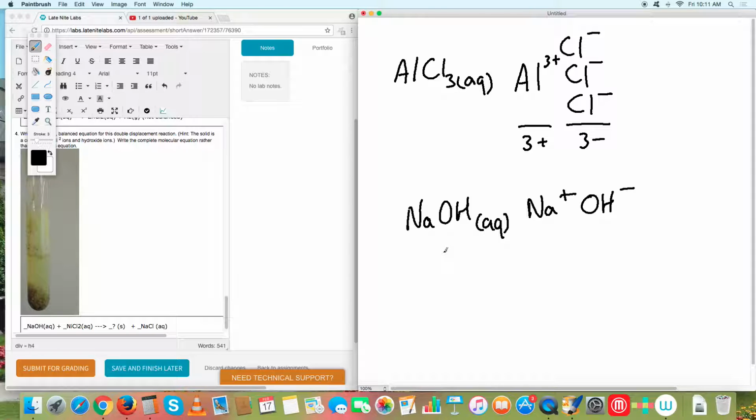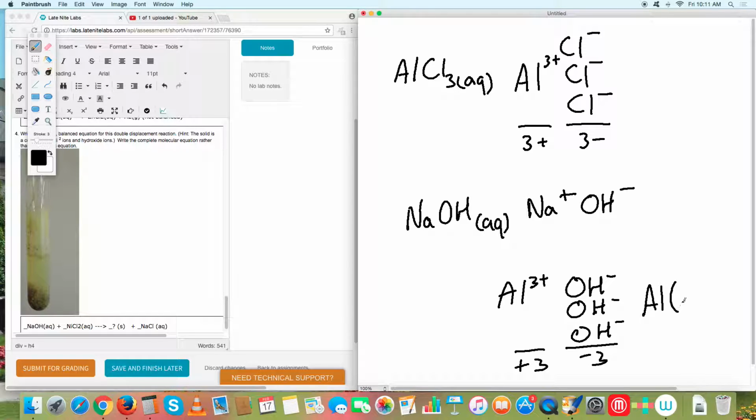what would combine to form a solid would be Al3+ and OH-. But as you can clearly see, if we had 3 pluses and one OH minus, there's no way we'd get a neutral compound. In order to get a neutral compound, what I'd need is 3 OH minuses like this, so that I could balance the charges and get the proper solid here. So the solid that I would get from this would be Al(OH)3.